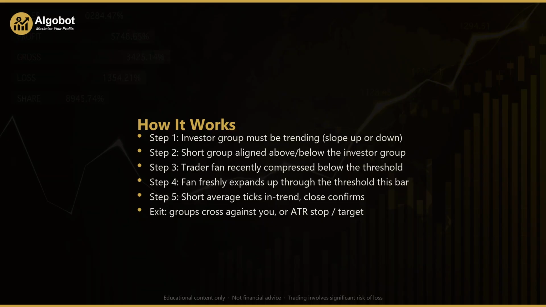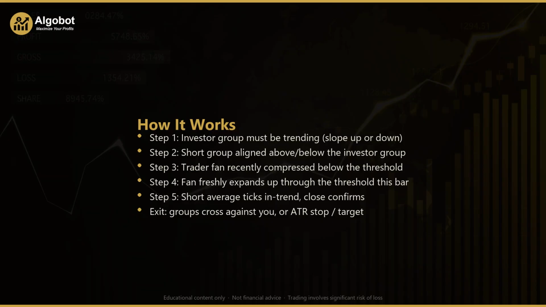Third, the trader fan must have recently compressed. The strategy looks back over the CompressLookback window, 6 bars by default, and checks whether the normalized spread dipped below the compress threshold of 0.50 at any point. That's the squeeze. Fourth, on this very bar, the fan must freshly expand, meaning the normalized spread crosses up through the expand threshold of 0.90, having been at or below it on the prior bar. Finally, the short average must tick upward, and the close must finish above the short average. When all of that is true, the EA signals to join the resuming uptrend.